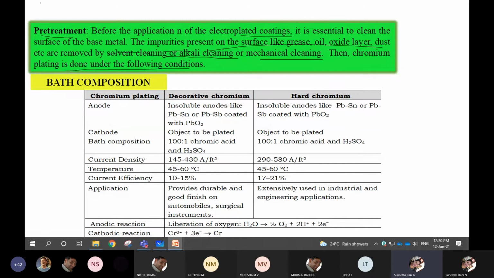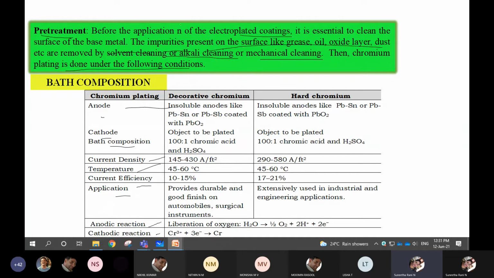After that, how do you have to coat? You have to prepare the composition. See here, I have three tables. In the first table, I have mentioned the bath compositions, how you have to set the bath. In the first column, what is the anode, what is the cathode, what are the bath compositions, what chemicals you have to add, what is the current density you have to maintain, what is the temperature you have to maintain, how much current efficiency is required, what are its applications, what is the anode reaction, and what is the cathode reaction.